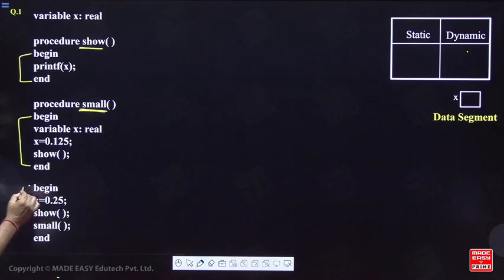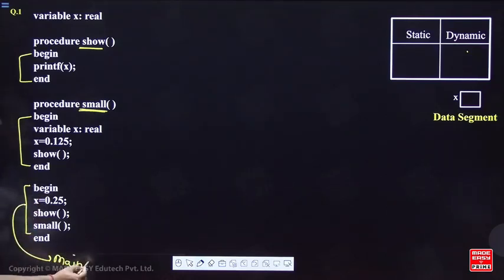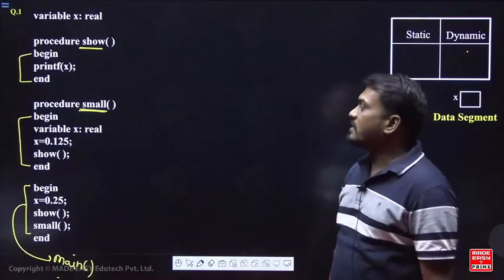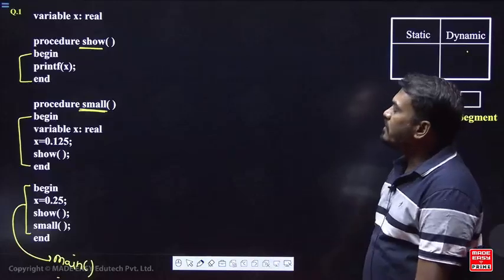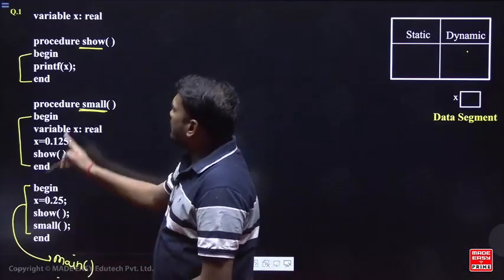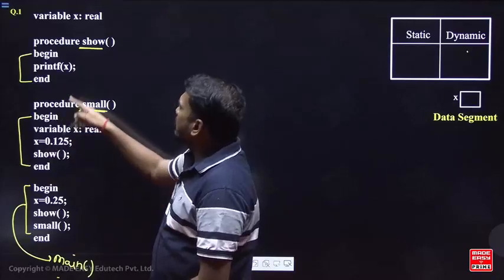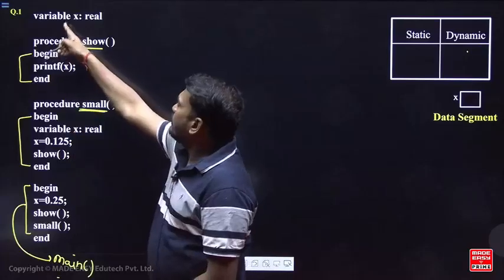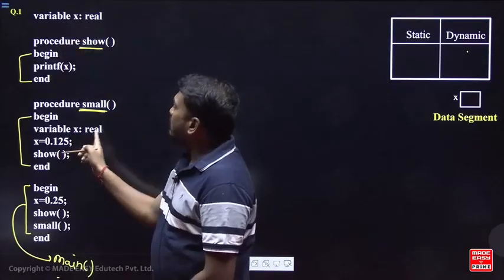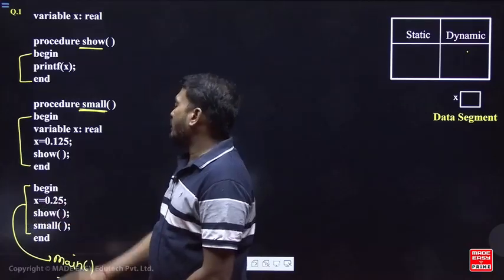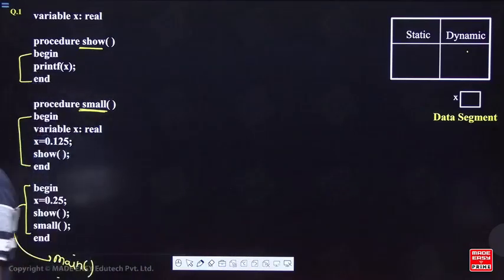So this is called what? Main. This is called main. This is a kind of programming language used in Pascal. Is that clear? So this is your main function, and this is the function small. This is the function show, and this is a global variable. So variable x, that is a declaration. This is also a variable x declaration. So here variable x is a free variable. Okay, so think carefully and solve.